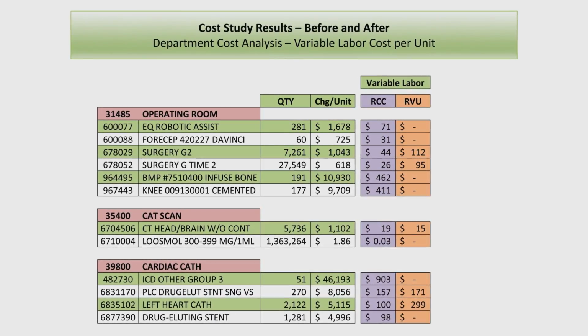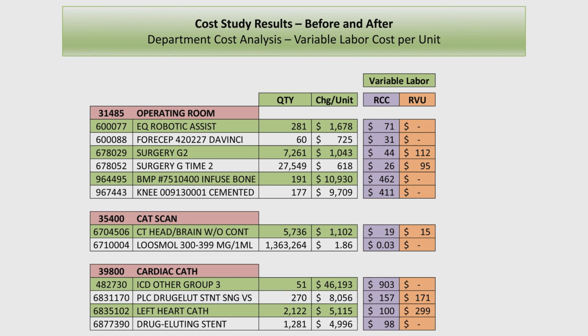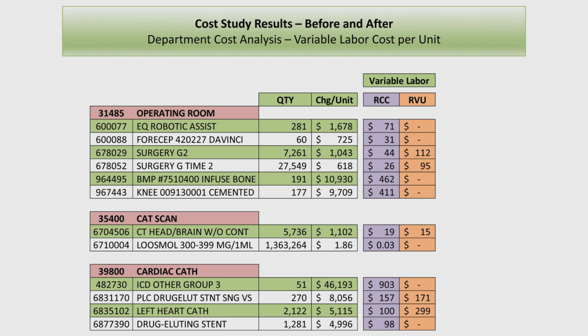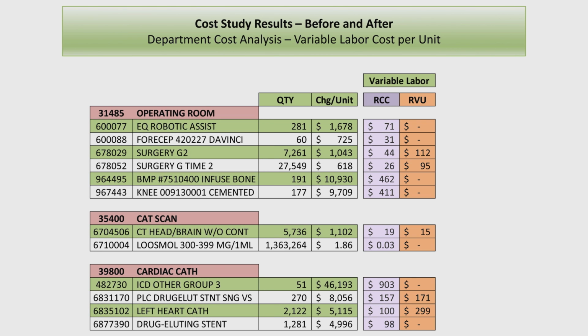Our first example highlights a couple of departments that participated in the cost study process. It focuses on the summarized variable labor cost component and shows the results before and after the cost study process was implemented. The original labor cost per unit in the purple RCC column shows that all procedure codes, including time charges, supply charges, and equipment charges, received a labor cost. This highlights the flaw of the RCC approach.